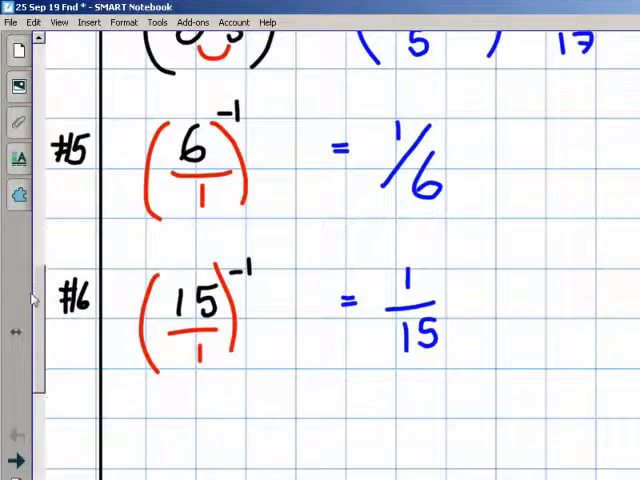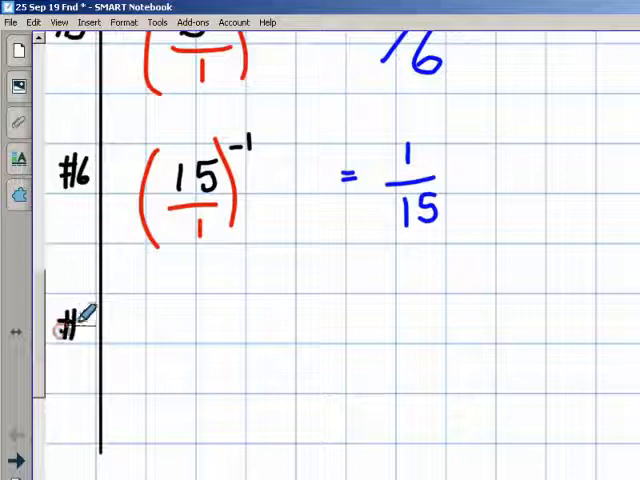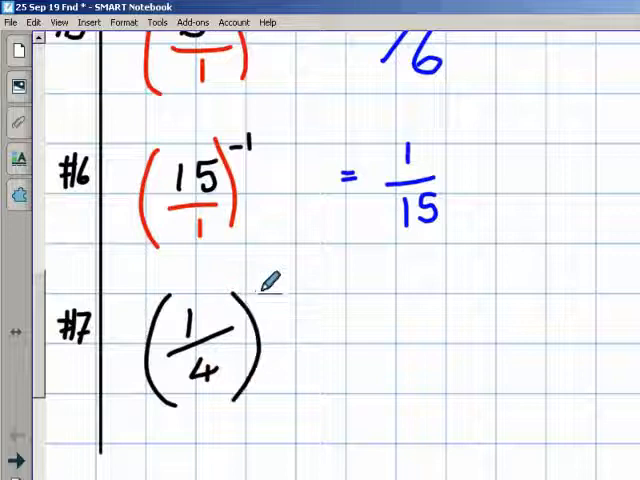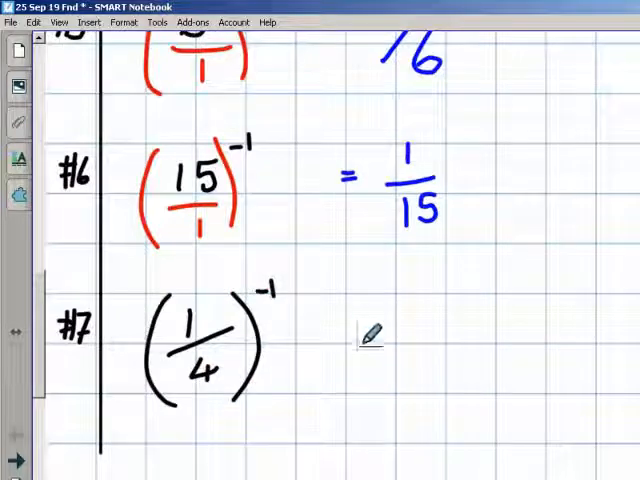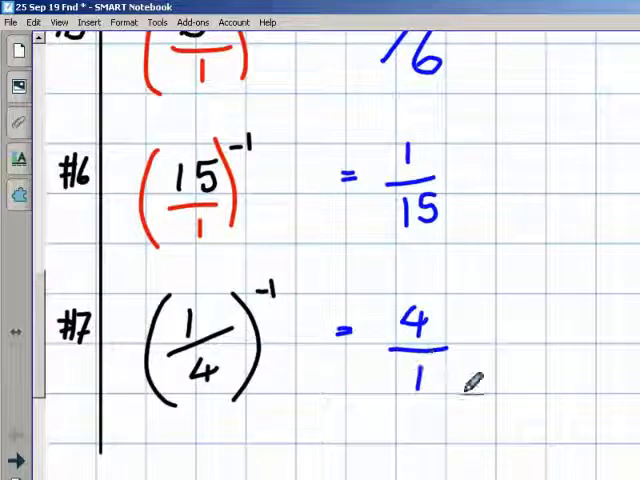The final one I want to look at is example 7. 1 over 4, all to the power of minus 1. Now, that really isn't complicated. It's just the way we finish off our answer. So it's 4 over 1, but anything over 1, we tend to just write as the whole number, the top part.